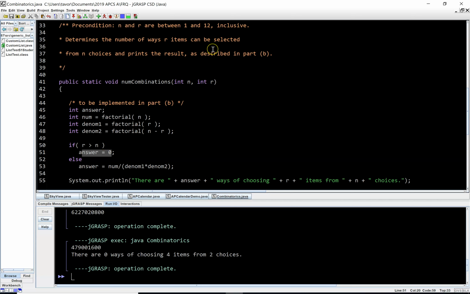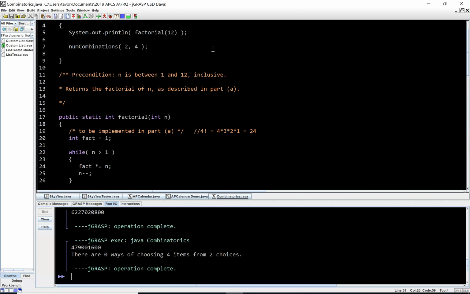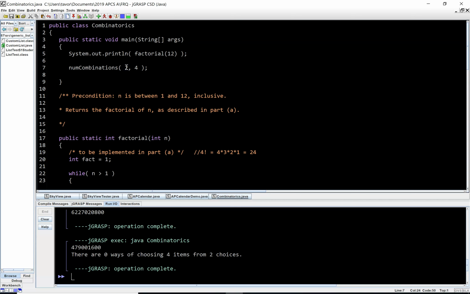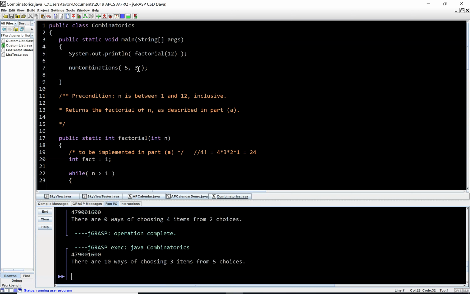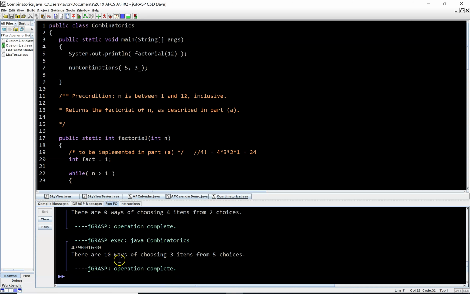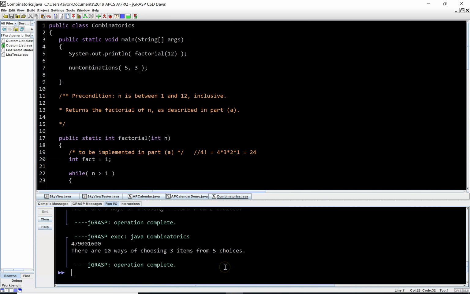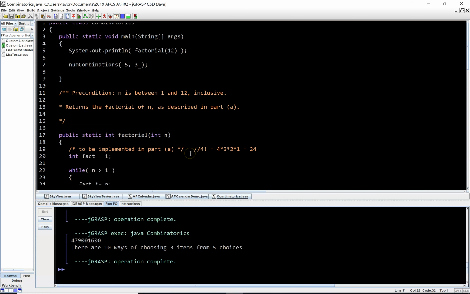So, okay, well, let's try 5 and 3, which is the one I have on my answer to the student's question. So I'm expecting 10 here. Good, there are 10 ways of choosing 3 items from 5 choices, which is correct.